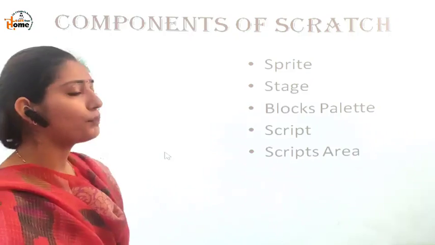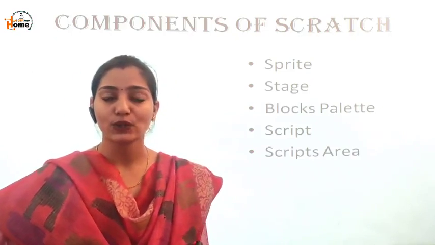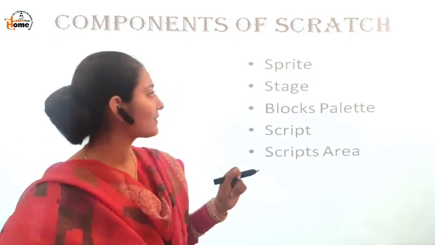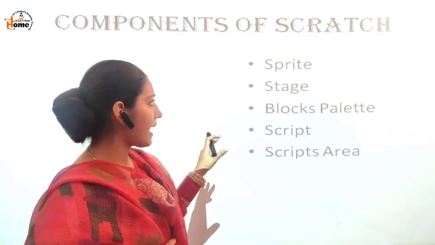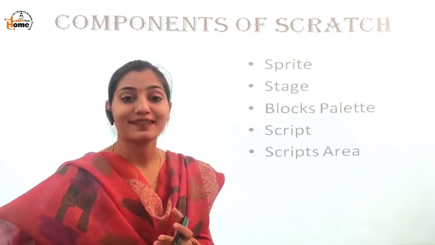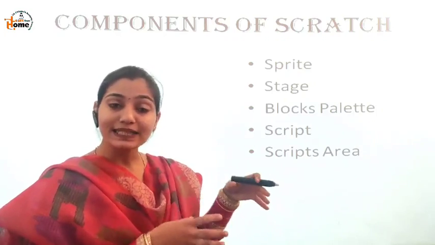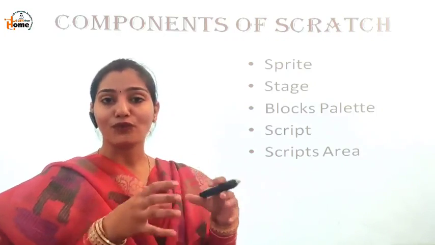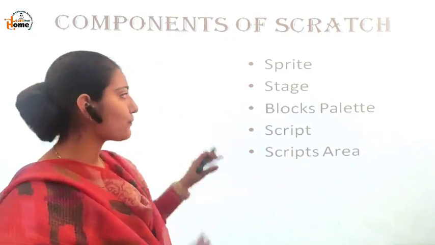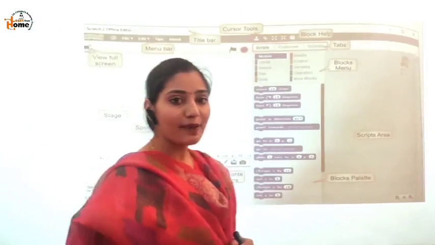Now, what are the components of Scratch? We have learned about the components of TuxPaint also now. Now we will learn about the components of Scratch. In Scratch, there is a sprite, stage, block palette, script area. These are all the components of Scratch. All these things are present on the window of the Scratch programming. Okay. Now we will see where are all these things on the screen. This is the Scratch programming window.